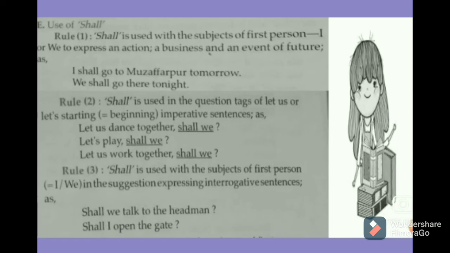Okay. Children, let me tell you one more thing about this modal. Shall is also used with the subjects of second person, you, and third person, he, she, it, they, to express command, promise, threaten, determination, and compulsion. Okay. Now let's see use of will.